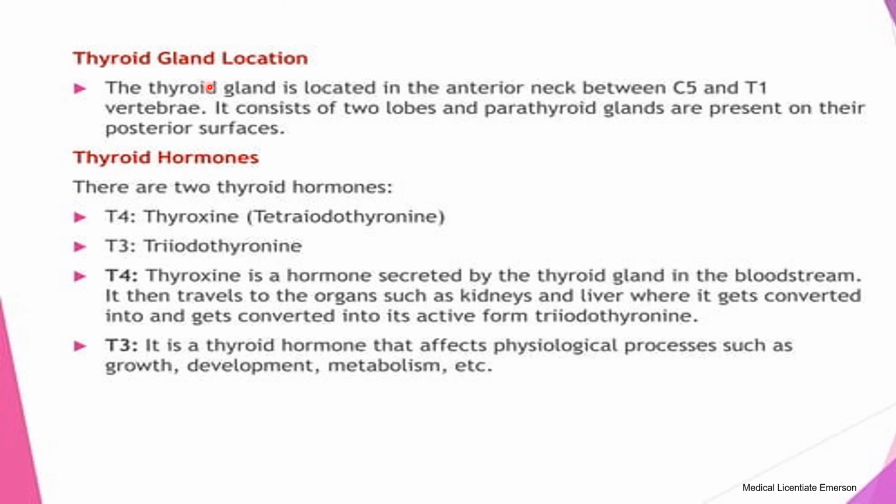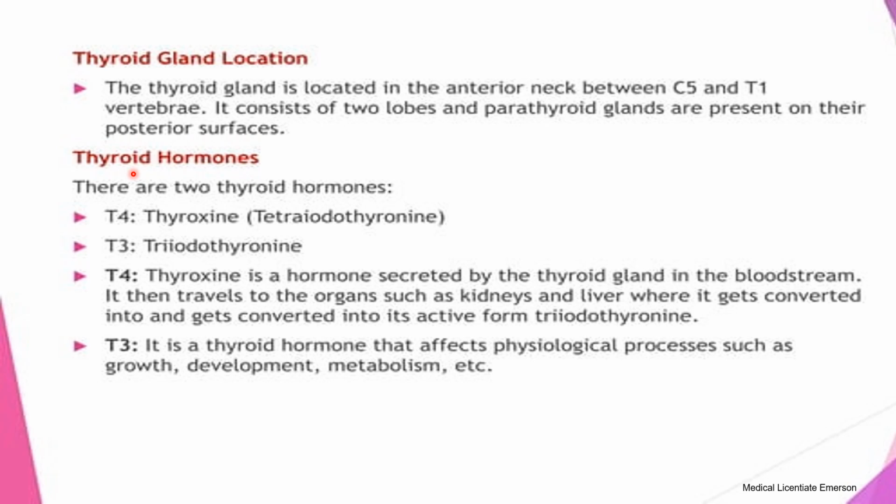Okay, so in terms of thyroid gland location, the thyroid gland is located in the anterior neck between C5 and T1 vertebra. It consists of two lobes and parathyroid glands, which are present on their posterior surfaces.